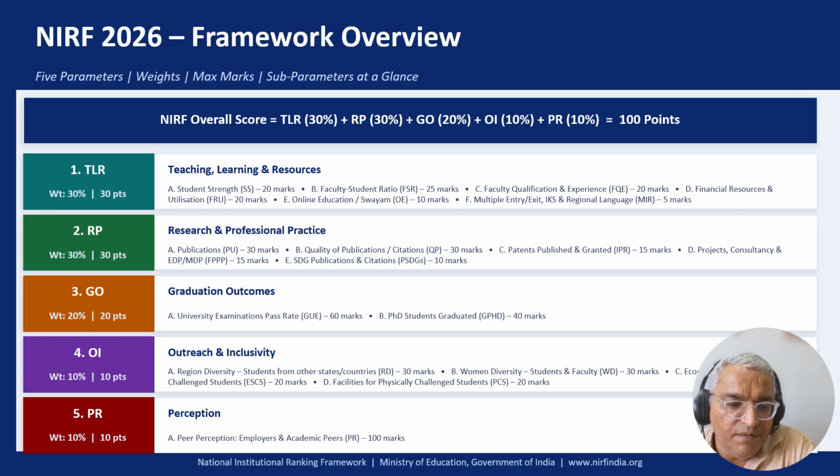This is also 100 marks, graduate outcomes. So we multiply by a factor of 0.2 to calculate how much we score out of 20 marks. Similarly, outreach and inclusivity is 100 marks. We multiply by a factor of 0.1 to get marks out of 10. And perception is captured from third party. So this gives a fair idea of what NIRF is all about.